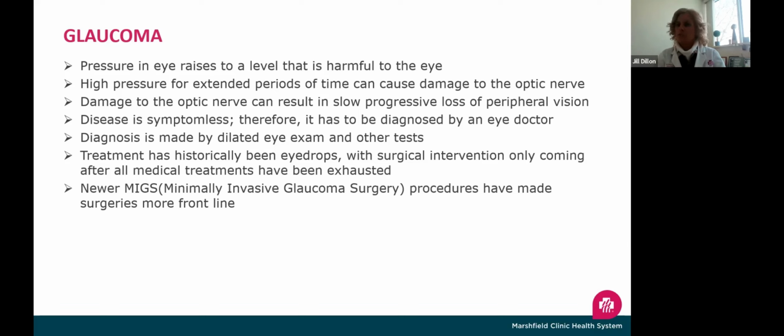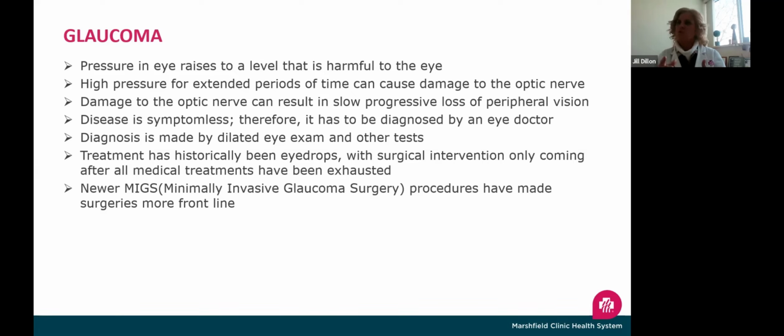We're going to those a little bit sooner than what we were doing before because they can be done at the same time as cataract surgery, or they can be done as a standalone type of procedure. And they're, again, called minimally invasive for a reason. They're very, very simple as far as surgeries go.